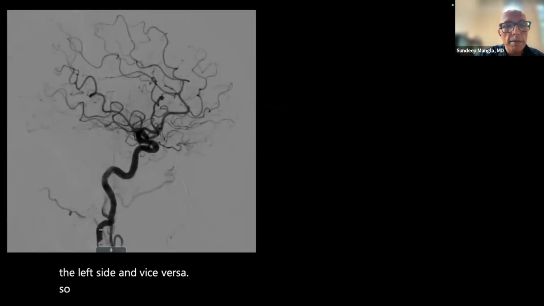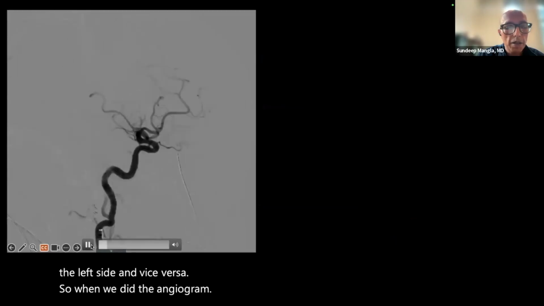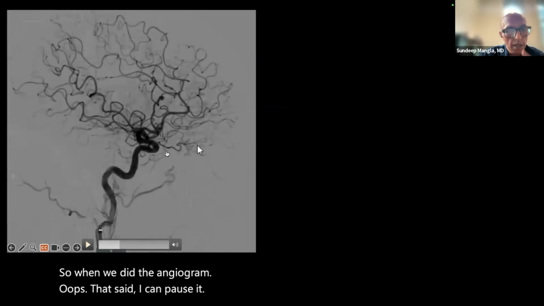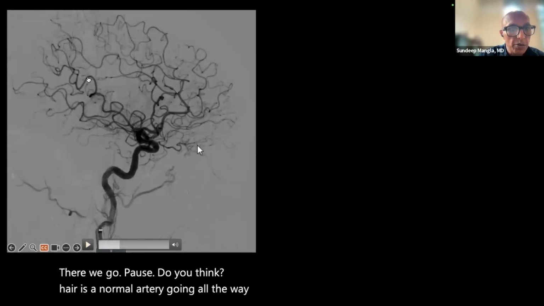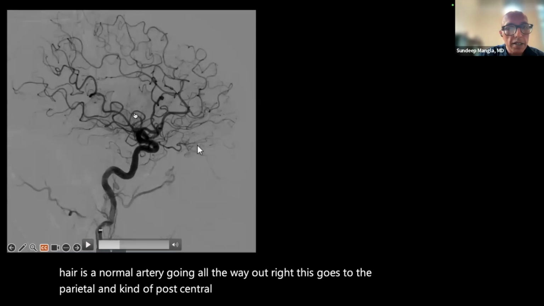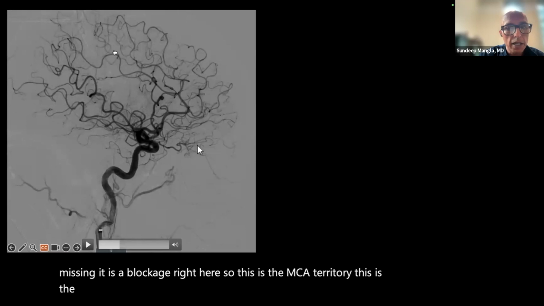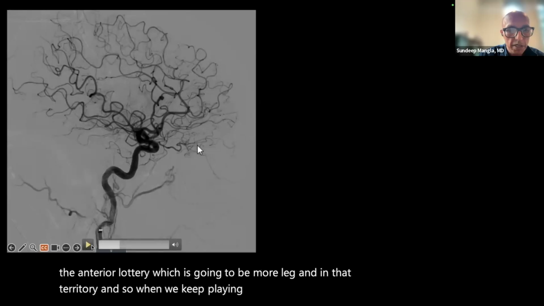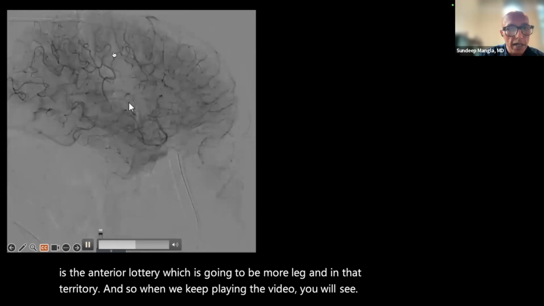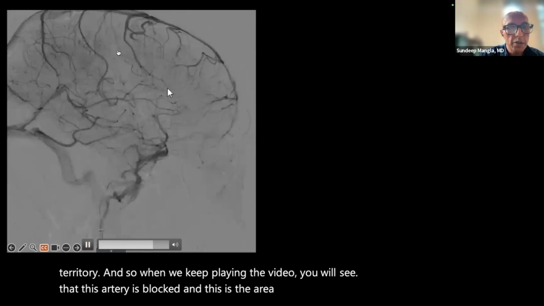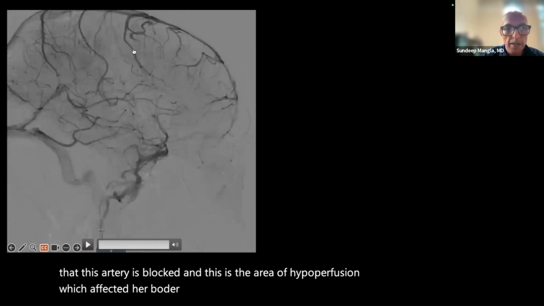So when we did the angiogram, let's see if I can pause it. There we go, pause. Excuse me. There is a normal artery going all the way out, right? This goes to the parietal and kind of postcentral sulcus. But here is an artery that is missing, and there's a blockage right here. So this is the MCA territory. This is the anterior cerebral artery, which is going to be more leg in that territory. And when we keep playing the video, you will see that this artery is blocked, and this is the area of hyperperfusion, which affected her motor language and her left arm.